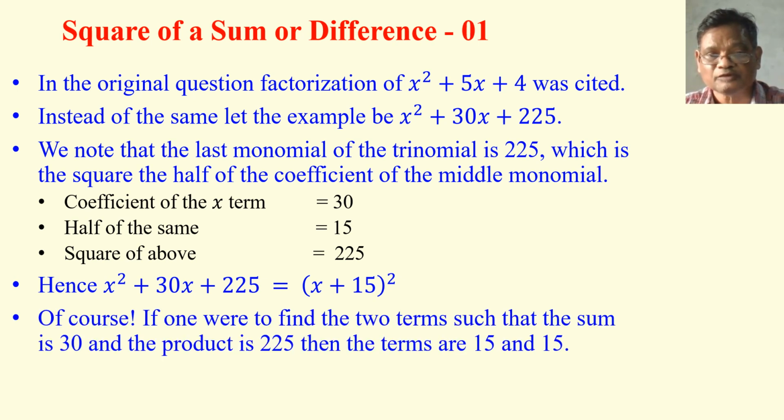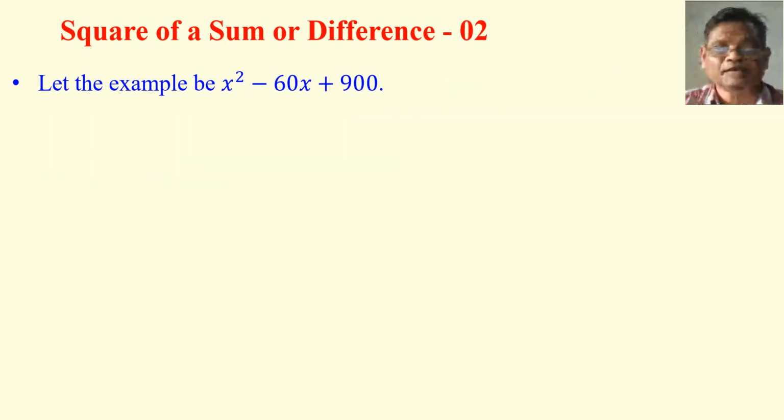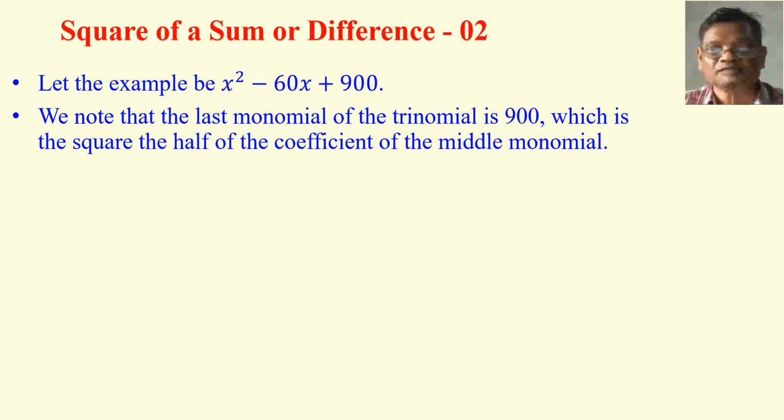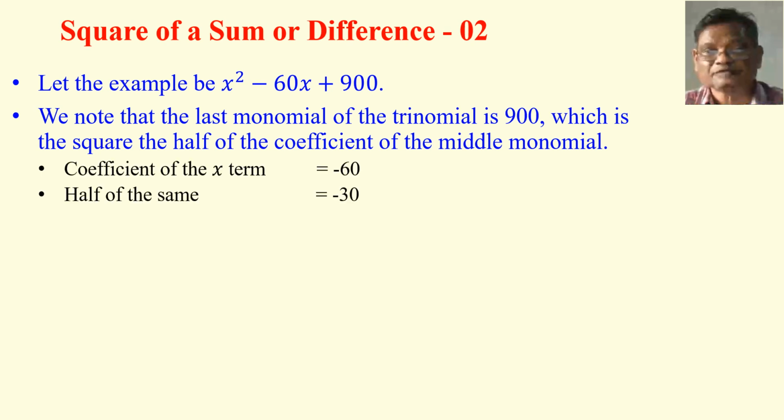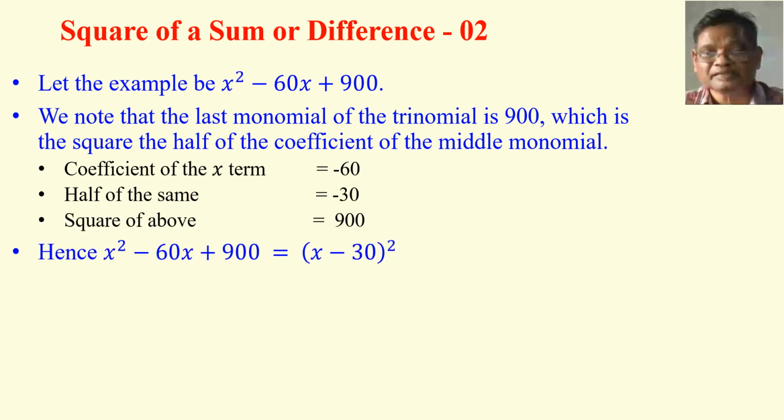Of course, if one were to find the two terms such that the sum is 30 and the product is 225, then the terms are 15 and 15. Let the example be x squared minus 60x plus 900. We note that the last monomial of the trinomial is 900, which is the square of the half of the coefficient of the middle monomial. The coefficient of the x term is minus 60. Half of the same is equal to 30. Square of the above is equal to 900. Hence, x squared minus 60x plus 900 is equal to (x minus 30) whole thing squared.